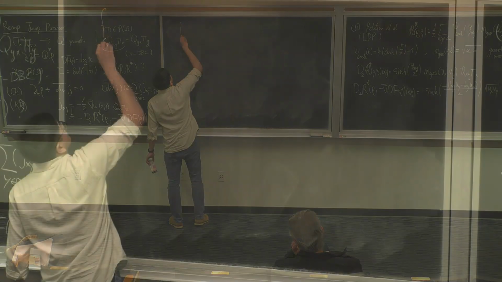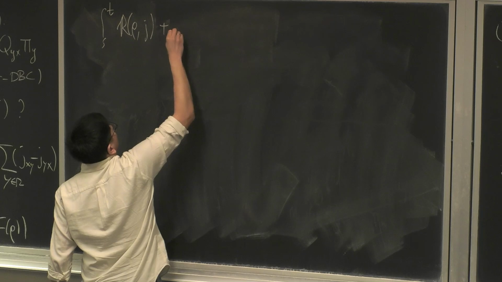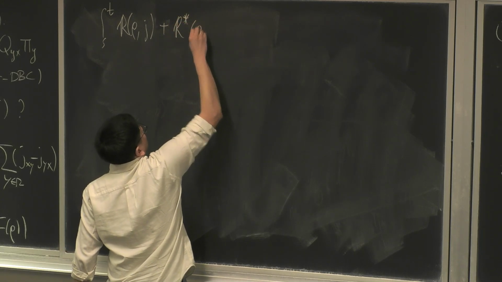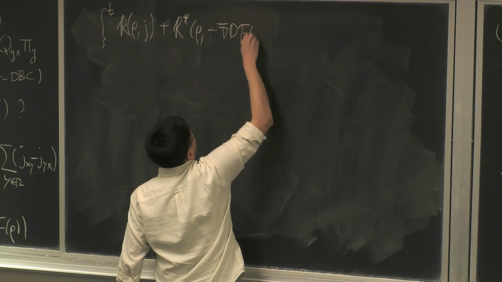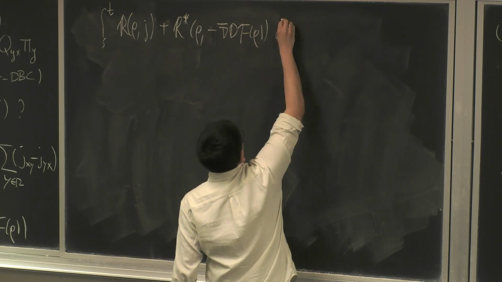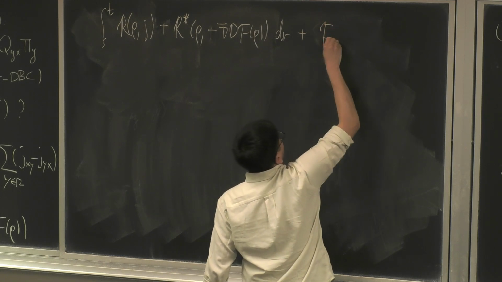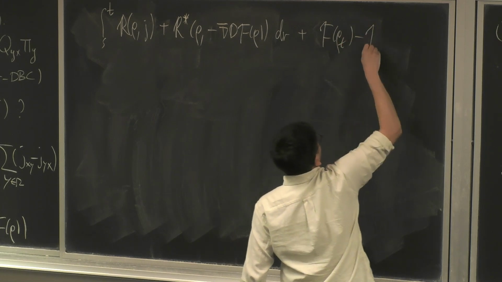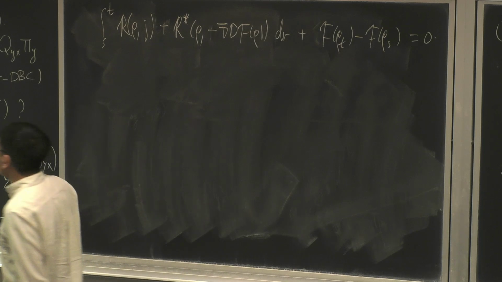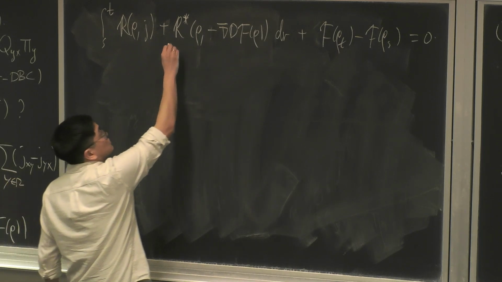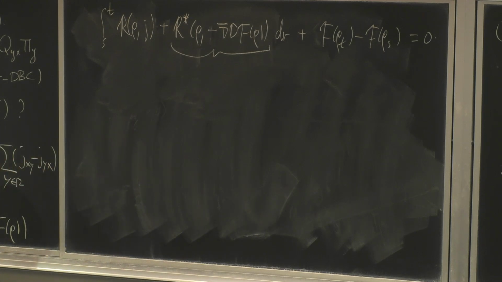So we have then R of rho, J, plus R star of rho, minus d of f of rho. This is dr plus, in our case, let's write down f of rho t minus f of rho s, and this is 0. Right? So this is the zero cost flow. This quantity, obviously, if I have different R's, they take different forms.